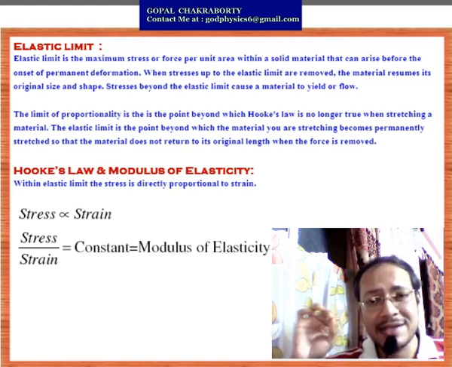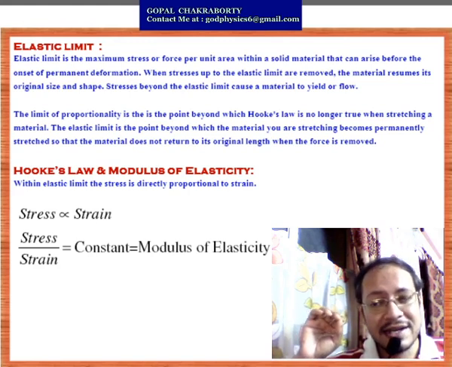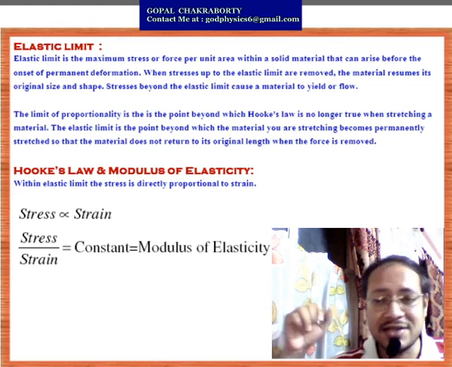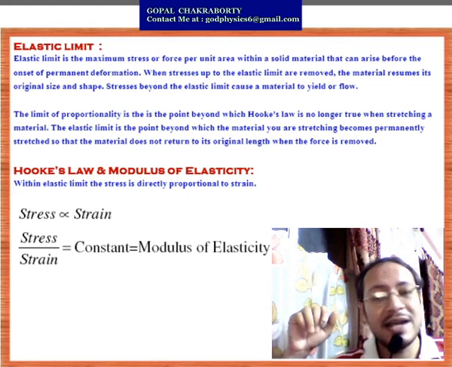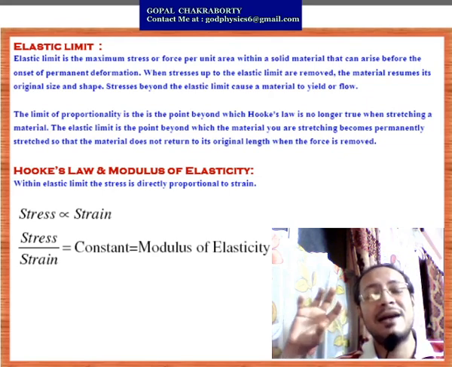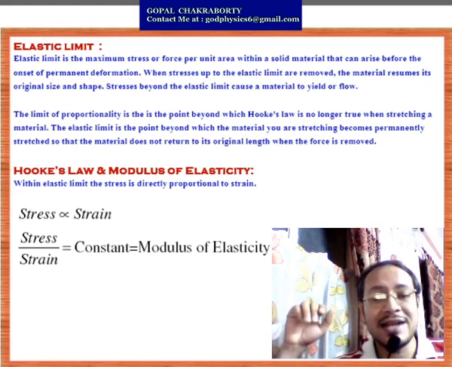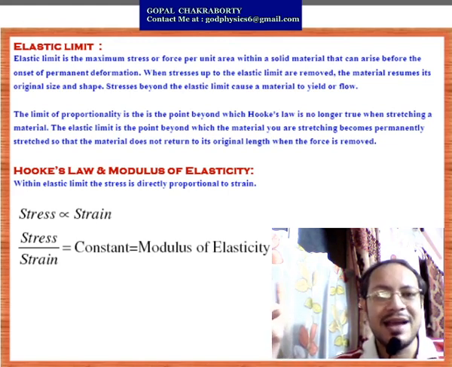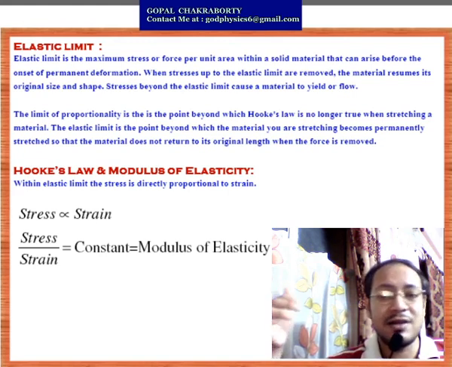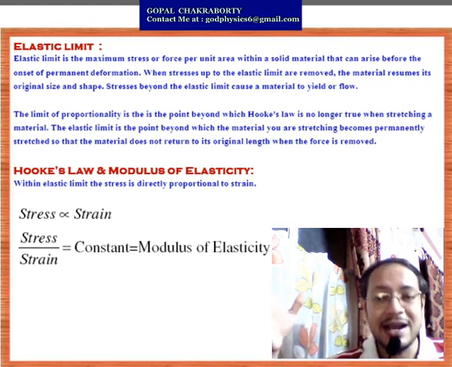So the next one is elastic limit. Elastic limit is the maximum stress or force per unit area within a solid material that can arise before the onset of a permanent deformation. So when stress up to the elastic limit is removed, the material resumes its original size and shape, and stresses beyond the elastic limit cause the material to yield or flow. That means if you apply a stress more than that elastic limit, it will not be possible for that body to regain the original size and shape. It will be permanently deformed.